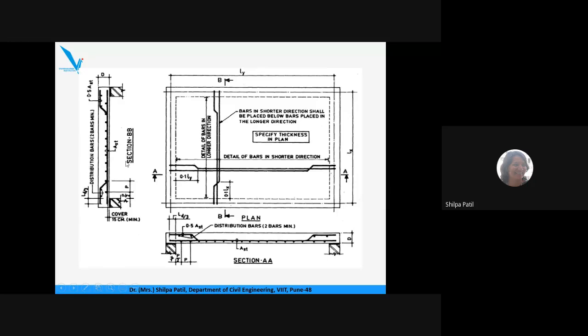Here, though it is written as distribution bars, these are the distribution bars which are provided at the support only, in the compression zone. Again, why in the compression zone? Because to take care of shrinkage and temperature variation, and only at the support this is provided in the case of a two-way slab. In the case of a one-way slab, all the bars provided in the Ly direction are the distribution bars. Is it clear, this diagram? Students?